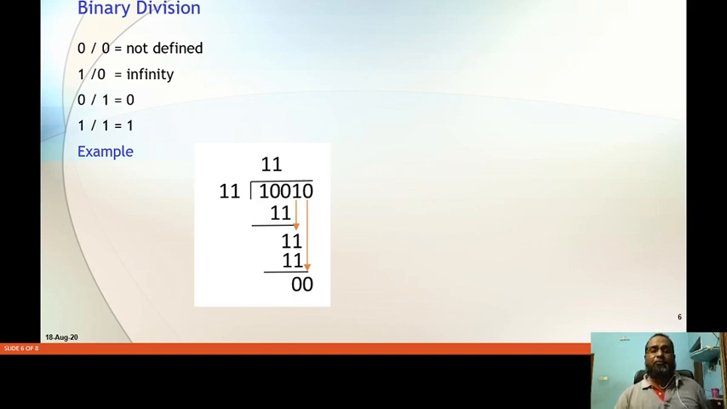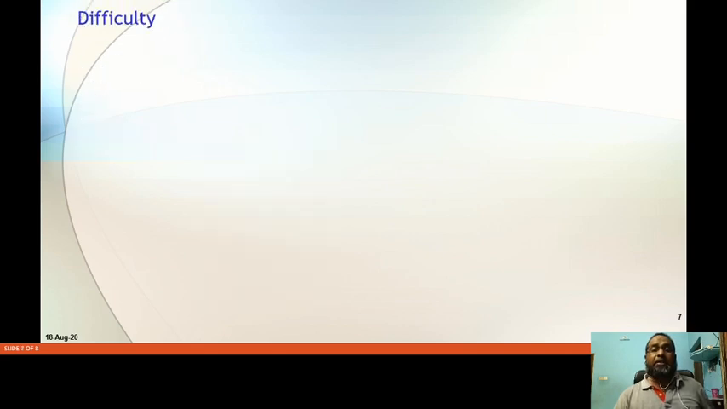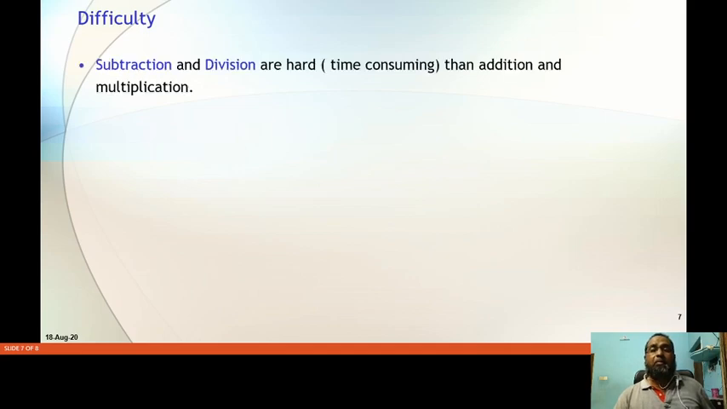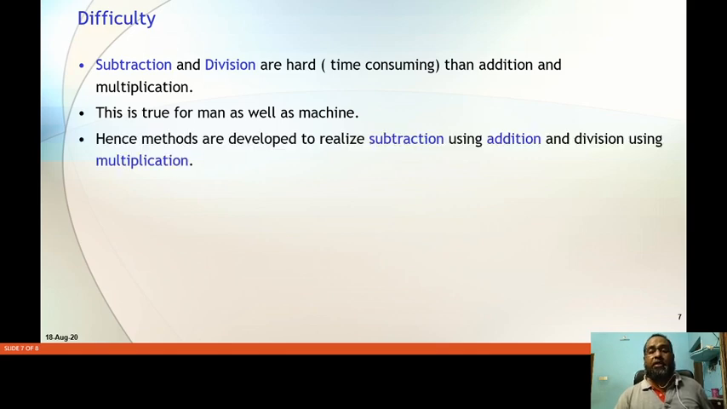Now, we have to understand one reality: multiplication and addition are easier, but subtraction as well as division is quite complex. It is the same case for the man as well as the machine. For the man, it takes a lot of brain exercise, but for the machine it needs more time. So, what people have already done is that in the machine itself, they have realized the operations of subtraction and division by the operations of addition and multiplication. That is, division is realized by multiplication and subtraction is realized by addition in order to save time.